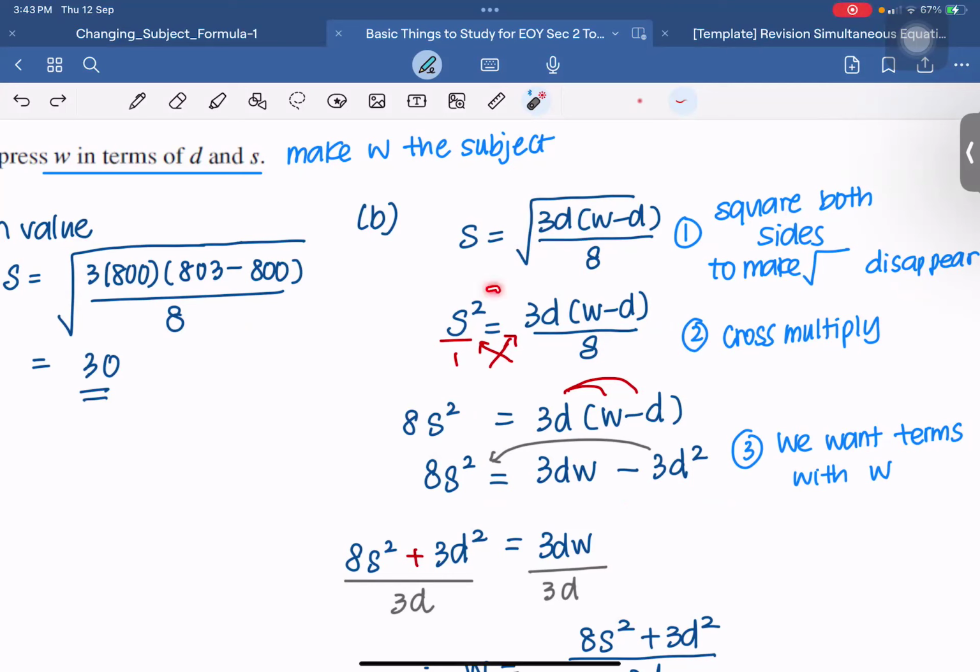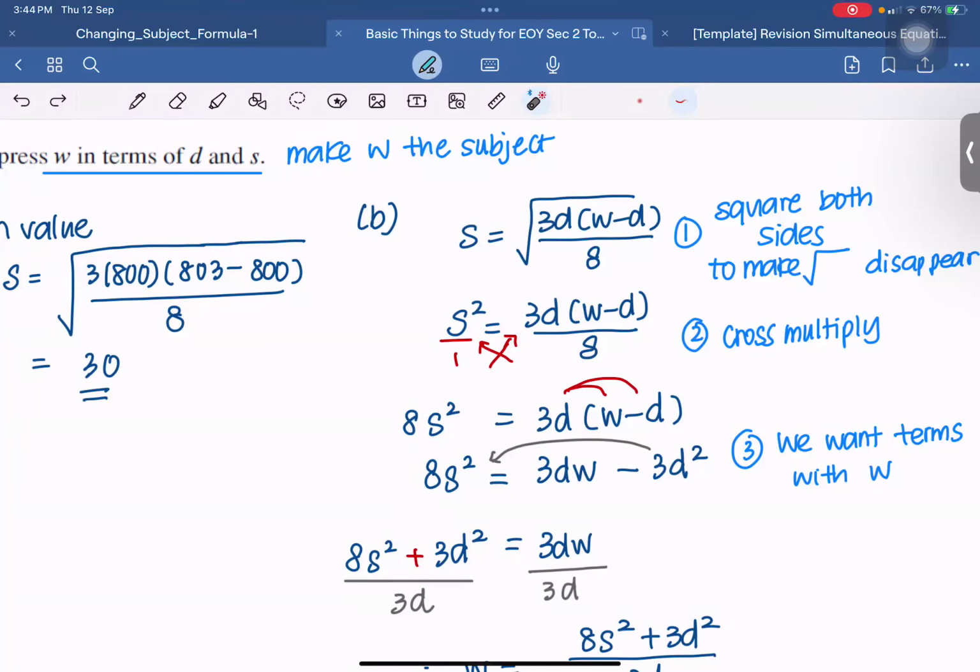Some students will bring the square root here and then here got no more square root. That is not correct. You square it. Not bring the square root sign over to the other side. Okay, yeah. You square it. So it's s squared. Then after that, we cross multiply the denominator away. So 8 times s squared, then 3D bracket W minus D.